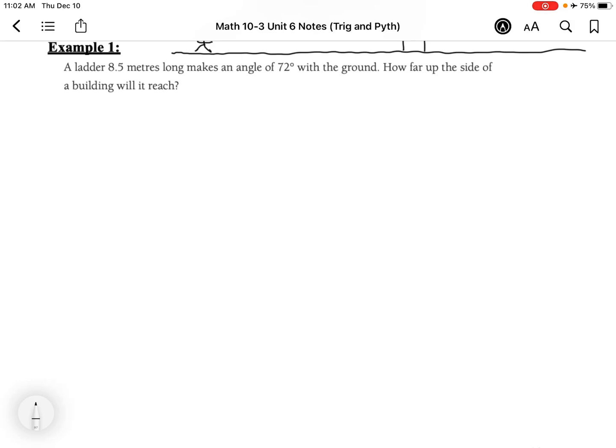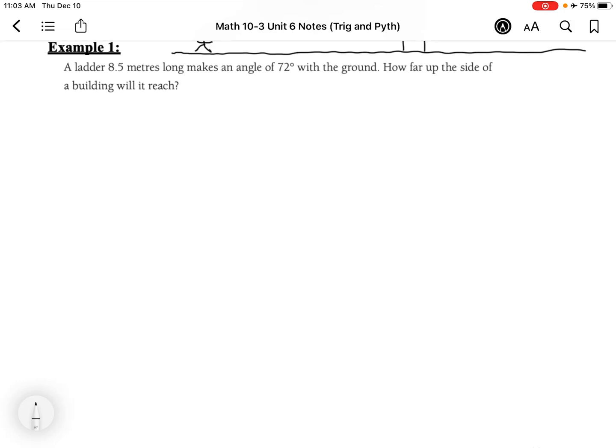Now, not all examples include an angle of elevation or depression. So here's an example of a description where we don't have that phrasing. A ladder 8.5 meters long makes an angle of 72 degrees with the ground. How far up the side of a building will it reach?